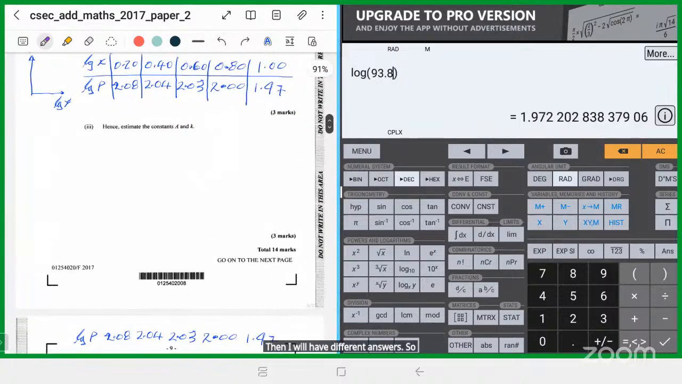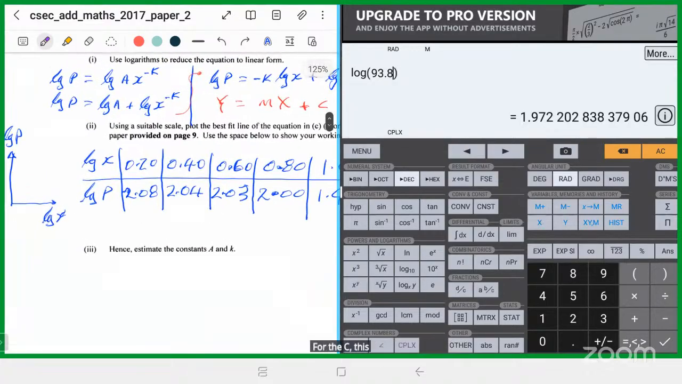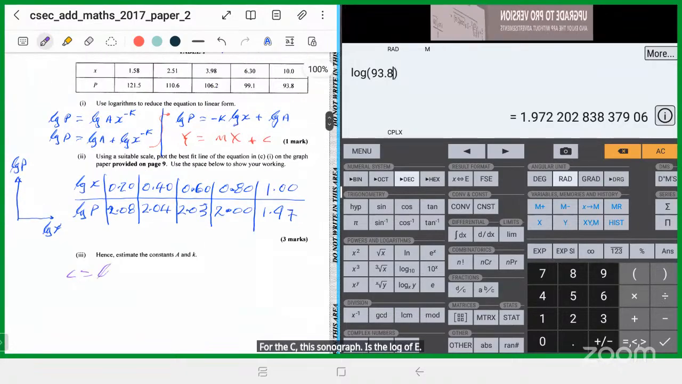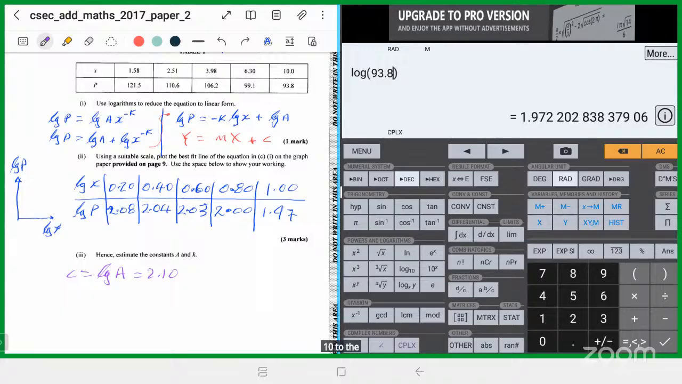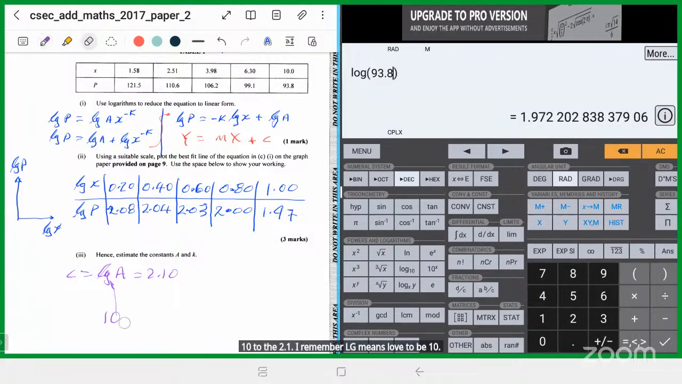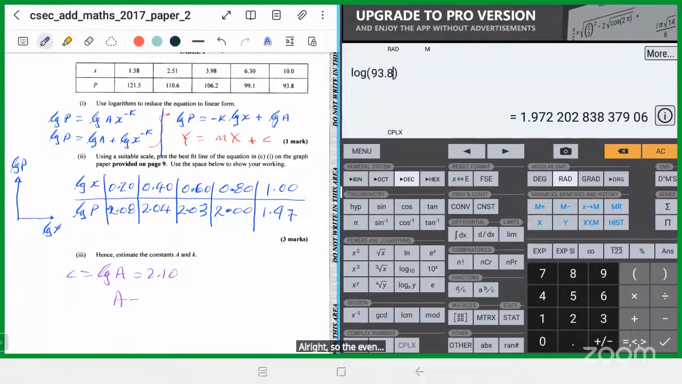So the C, let's do the C first. So the C based on the graph is the log of A. And the C is 2.10. So the log of A is 2.10, right? So based on that, that means that A is equal to 10 to the 2.1. Remember, lg means log to base 10. Alright, so the A then is 10 to the 2.10. And whatever this works out to with the calculator, that is your A.